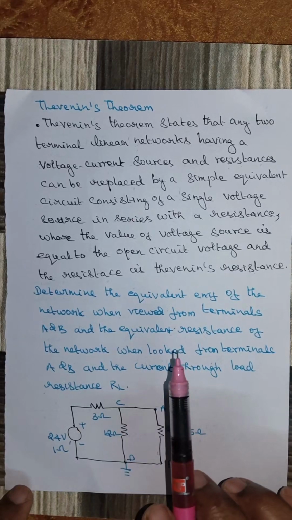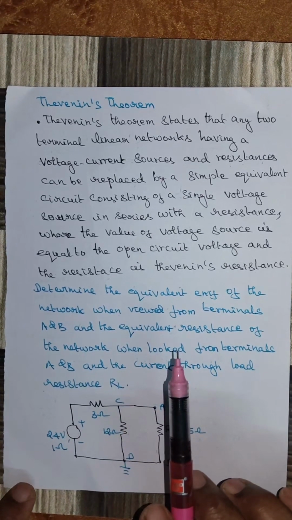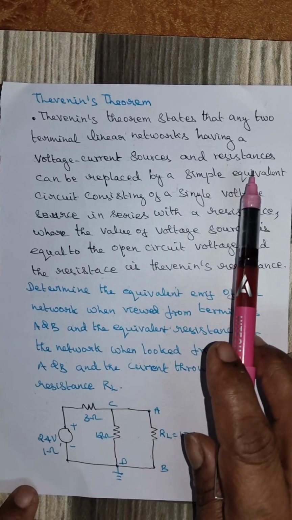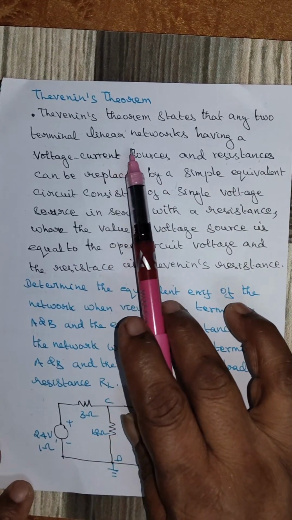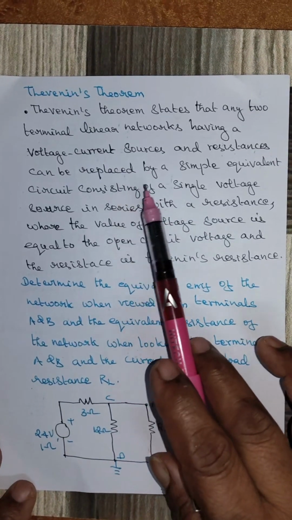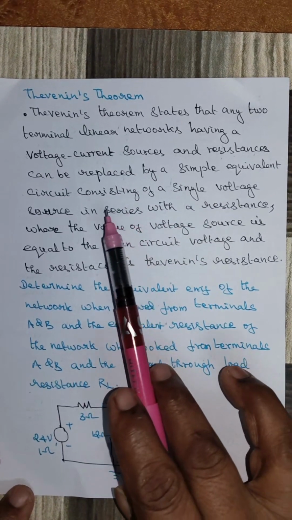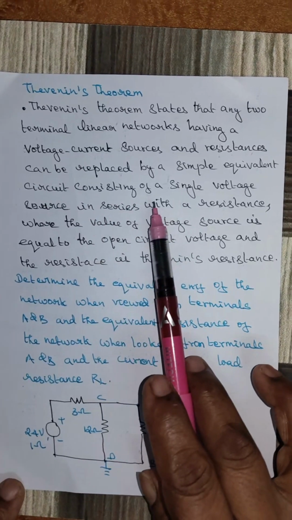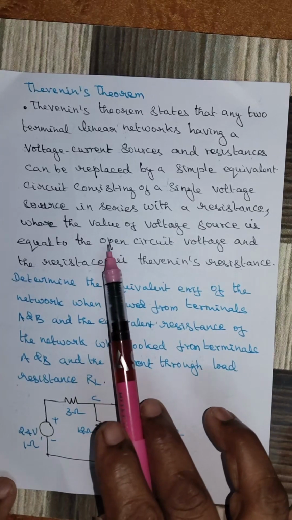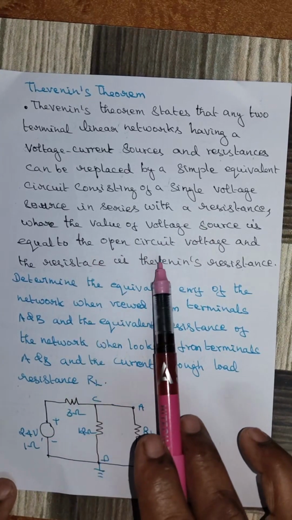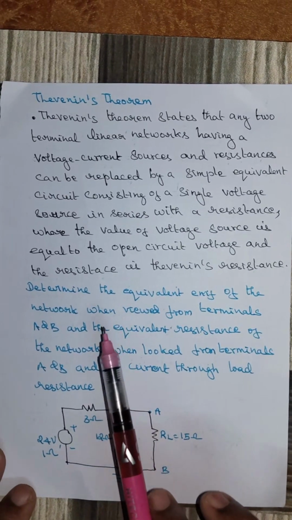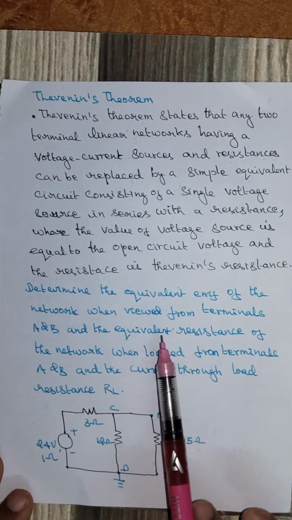Today we are going to see what is Thevenin's theorem and how it can be used to reduce a complex network into a simple network. Thevenin's theorem states that any two terminal linear network having voltage and current sources and resistances can be replaced by a simple equivalent circuit, which is called Thevenin's equivalent circuit, consisting of a single voltage source in series with a resistance, where the value of the voltage source is equal to the open circuit voltage and the resistance is Thevenin's resistance.